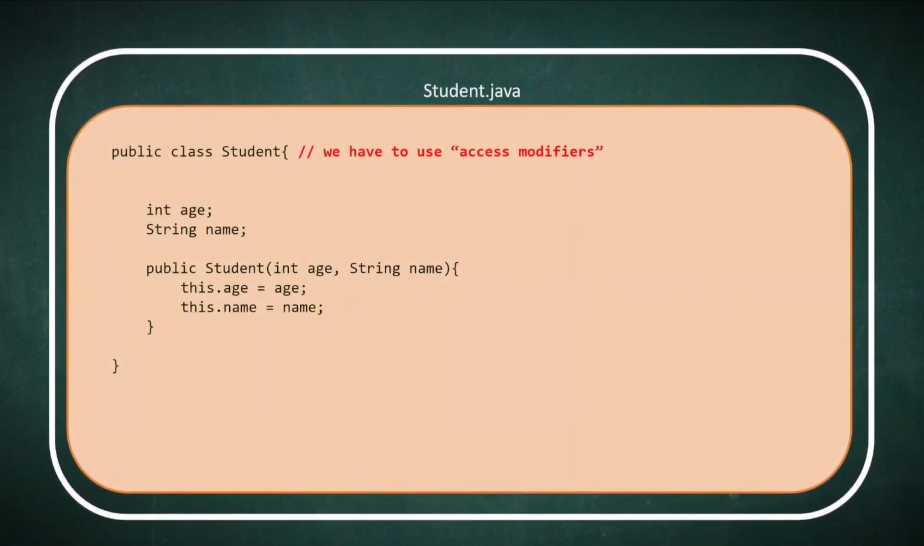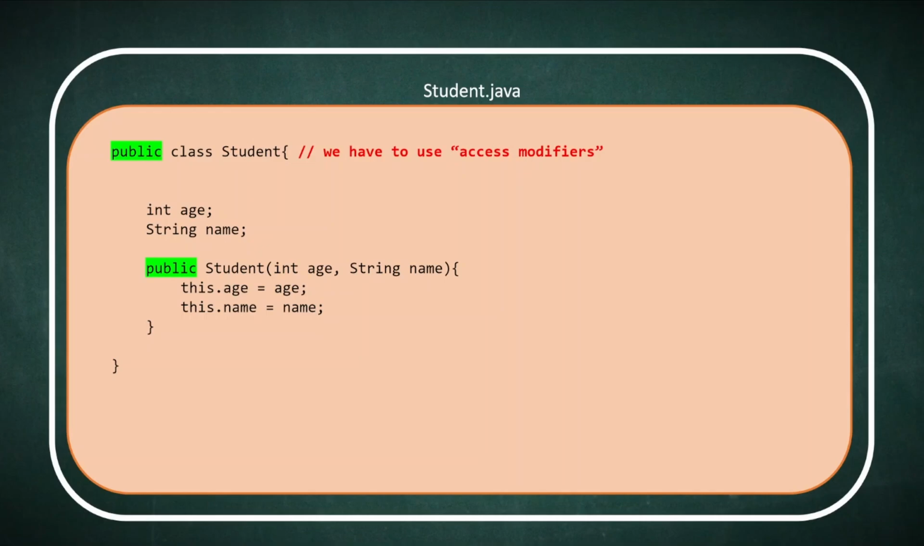For this reason, we have to use access modifiers. Public is an access modifier. We make the class and the constructor public so anyone can use them. And that's a good thing because I want my main file to be able to make a new student. And for that to work, it has to have access to the student constructor.